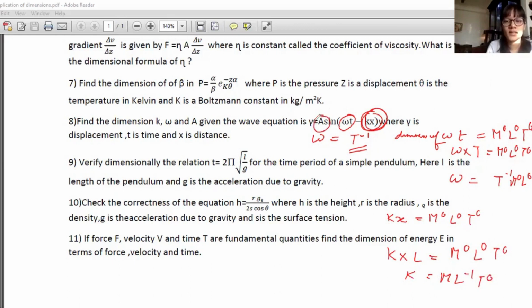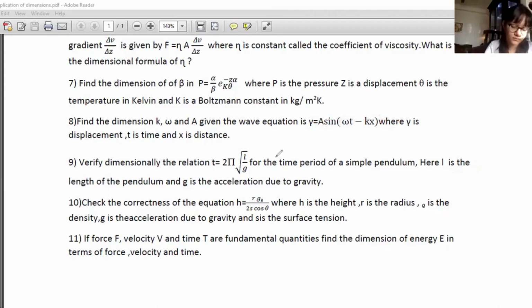A will be L. Why is it L? Because the sine term is dimensionless. It is a trigonometric function, and the sine of any angle is dimensionless. So you get the value of A as L. So we are done with this. Now the 9th one.